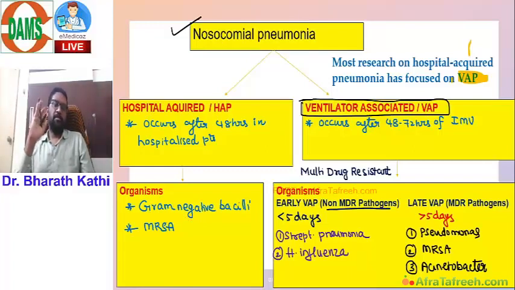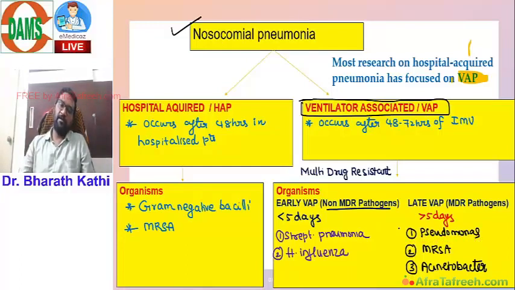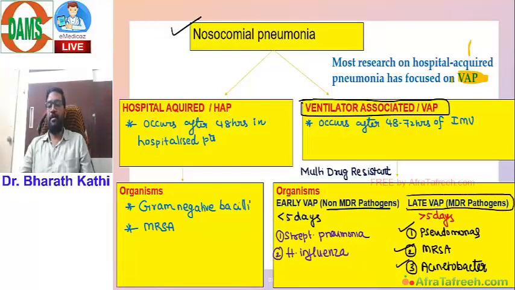Okay. Now these are the organisms. Hospital-acquired pneumonia, we have gram-negative bacilli, MRSA. Ventilator-associated, we have early VAP: streptococcal pneumonia, Haemophilus influenza. Late VAP, these terrible organisms, Pseudomonas, MRSA, Acinetobacter, and most probably they will already be resistant to many antibiotics. That's why they are called MDR pathogens, multi-drug resistant pathogens.